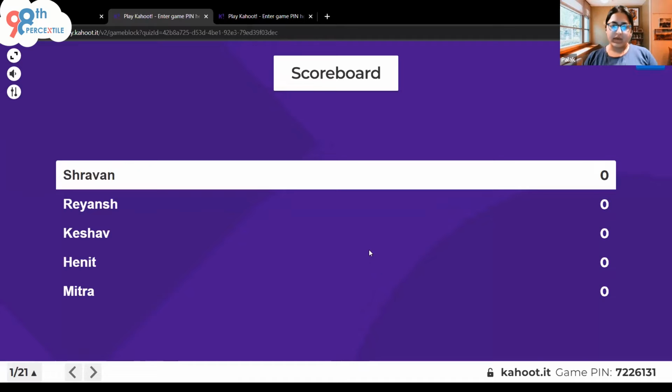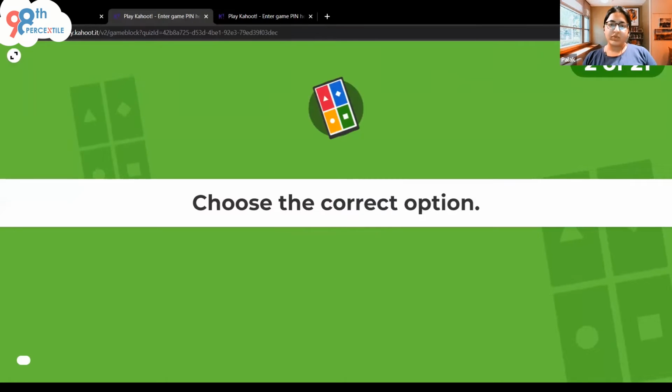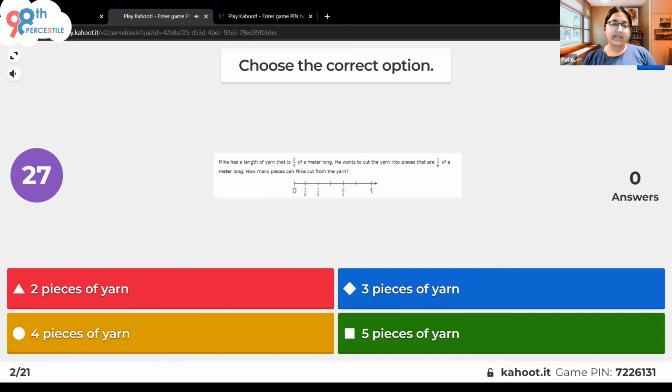Okay, so we don't have any sort of scores up here because none of you could get the correct answer. But let's see how it goes with the second question. We have 20 more questions to work through. So choose the correct option here. Mike has a length of yarn 2/3 of a meter long. He wants to cut the yarn into pieces that are 1/6 of a meter long. How many pieces can Mike cut out from the yarn?